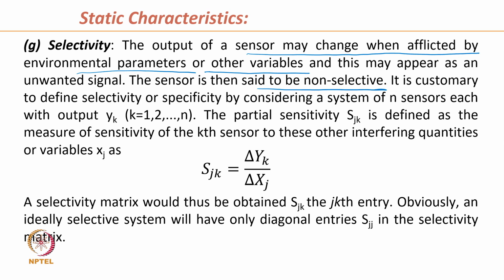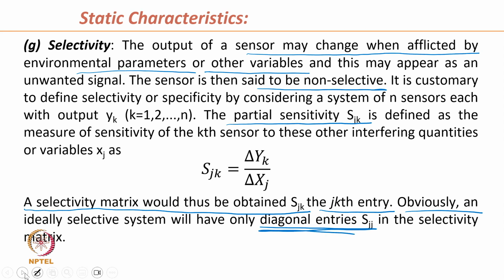When the sensor starts sensing other parameters as well, then this sensor is called a non-selective sensor, and we can write this partial sensitivity to other parameters as SJK, where K is some other input and J is some other output, and SJK equal to delta YK divided by delta XJ, meaning a change in input X produces a change in the output Y, where the output Y may not be a desired output from delta X. And a selectivity matrix would be obtained, and obviously an ideally selective system will have only diagonal entries. So, this we will see in the next example.